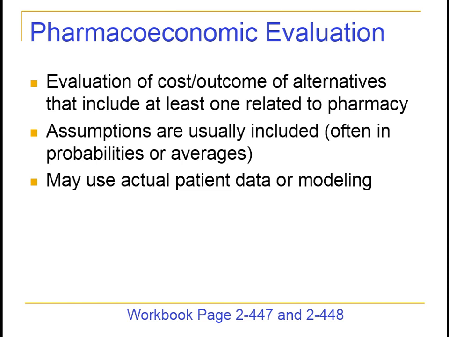So pharmacoeconomic evaluation is the evaluation of cost per outcome of alternatives that include at least one related to pharmacy. So you may have pharmacy, a new drug therapy being compared to psychotherapy. Assumptions are usually included. These are often in probabilities or averages, so those average costs, the cost-to-charge ratio, or in the probability that over a certain amount of time you will be having a myocardial infarction. This is very similar to the probabilities that you're using for number needed to treat.